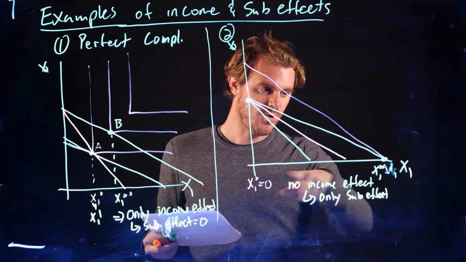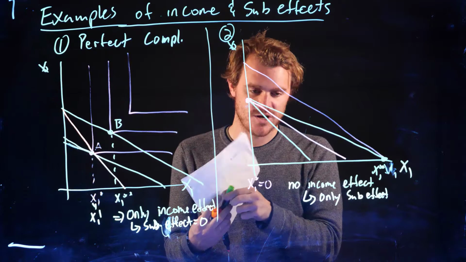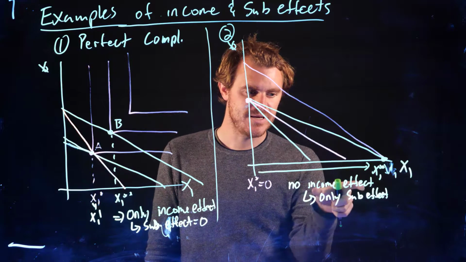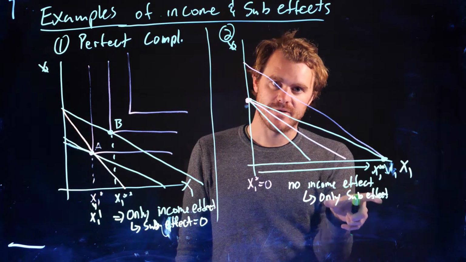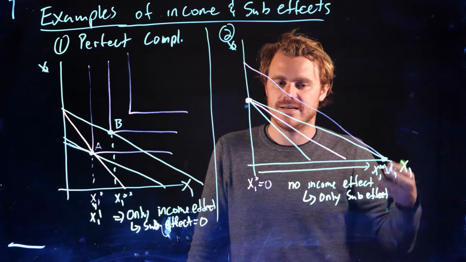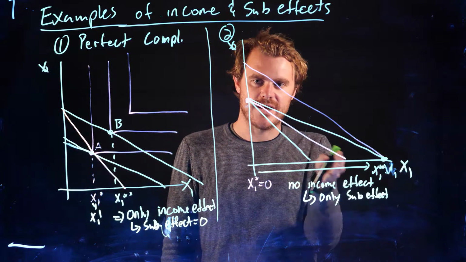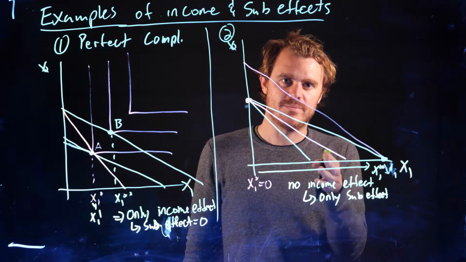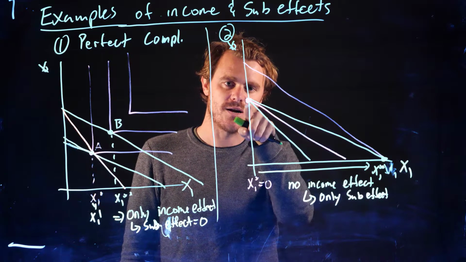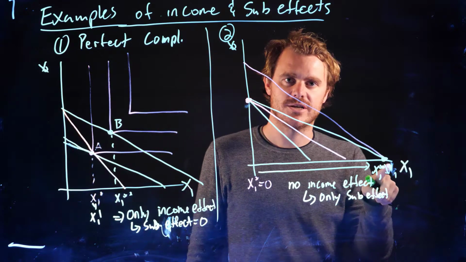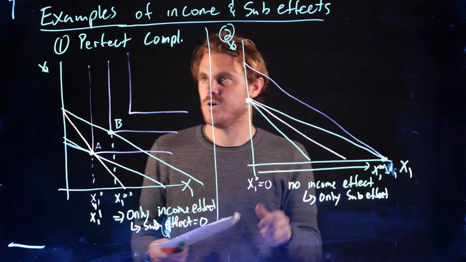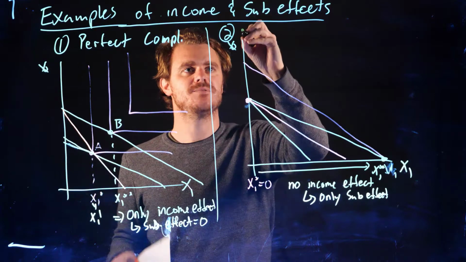And so this whole effect here, this whole total effect of going from 0 to x1 star star is going to be the sub effect. It's only the sub effect here. They're perfect substitutes, so it makes sense. Though obviously the change in price has to be enough for you to want to change how much x1 you're going to have, right? And here we're going from the extreme where we're only purchasing good 2 to only purchasing good 1. And that's going to depend on relative prices. Okay, so that is perfect substitutes.